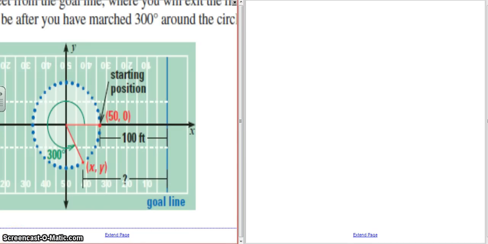So I made the picture a little bit bigger here, and I want to talk about what's going on with this problem. What you're doing is the marching band is forming a circle. It's 100 feet wide. So if it's 100 feet wide, that means this is going to be 50. The radius is going to be 50 feet. And your starting position is 100 feet from the goal line. So that means you are here. You're 100 feet from the goal line.